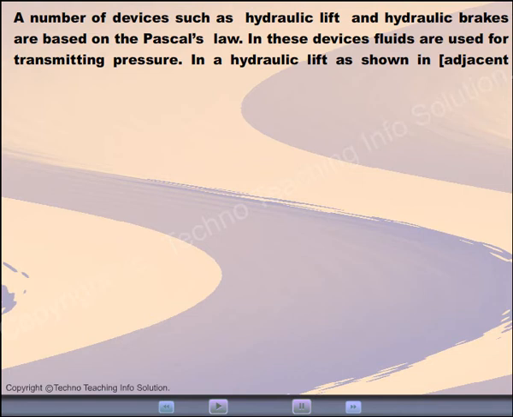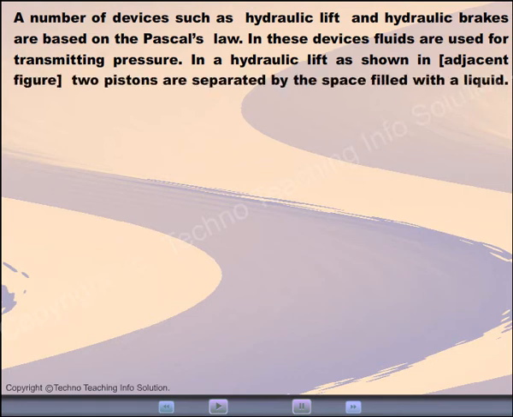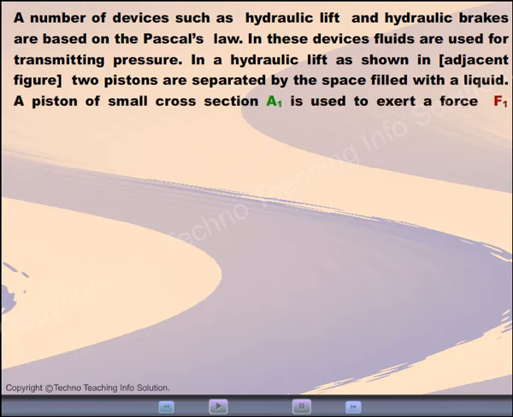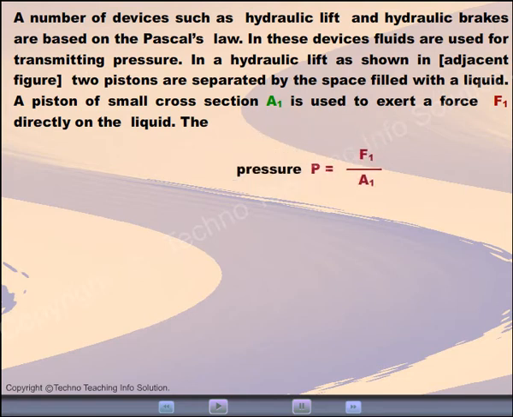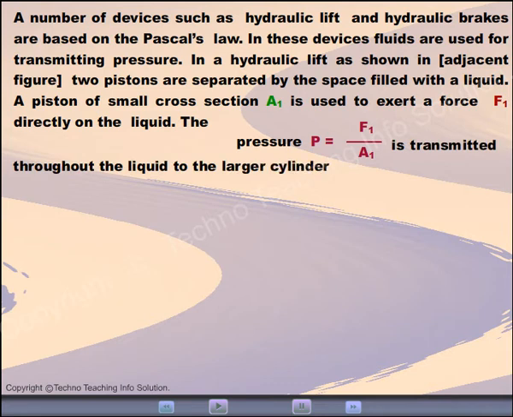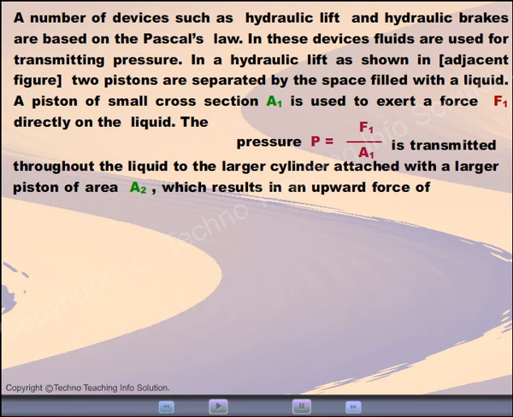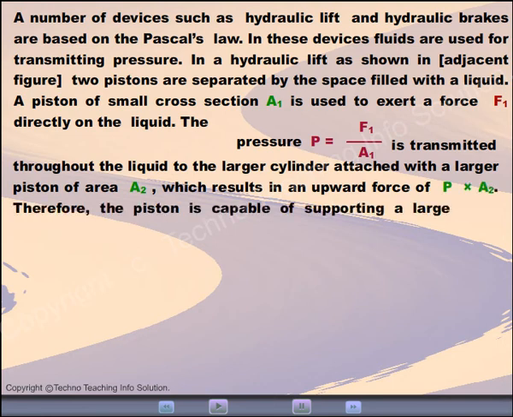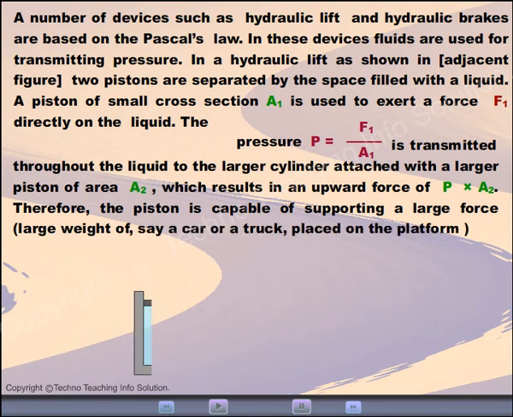In a hydraulic lift, as shown in the adjacent figure, two pistons are separated by a space filled with liquid. A piston of small cross-section A1 is used to exert a force F1 directly on the liquid. The pressure P = F1/A1 is transmitted throughout the liquid to the larger cylinder attached with a larger piston of area A2, which results in an upward force of P times A2. Therefore, the piston is capable of supporting a large force, a large weight, of say a car or a truck placed on the platform.